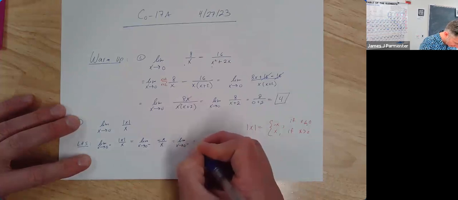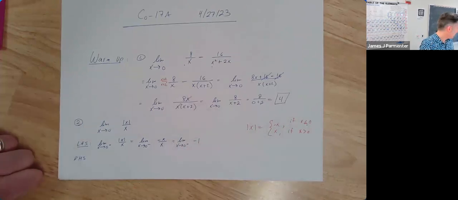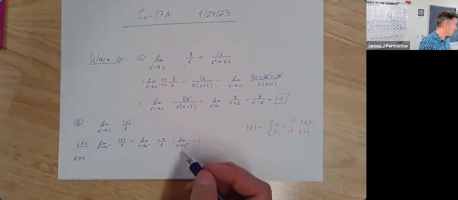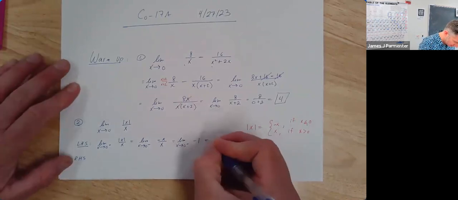And I imagine your teacher has probably said this, but just in case they haven't, when you take the limit of a constant, you always just get that constant. So the limit as x approaches, who cares, of a constant is always just going to be that constant.